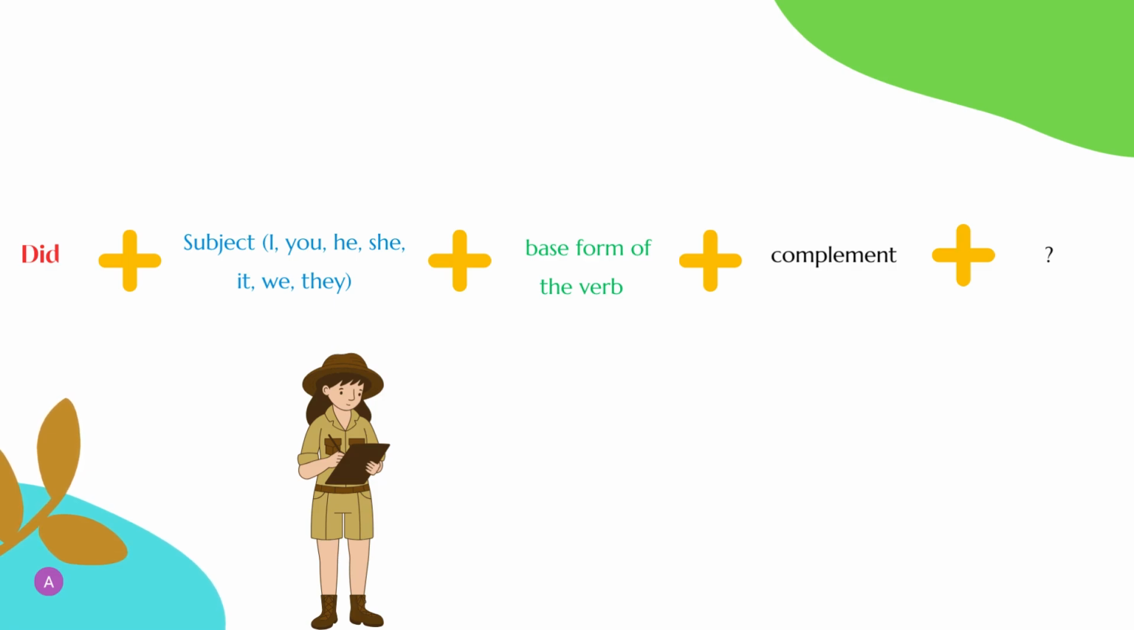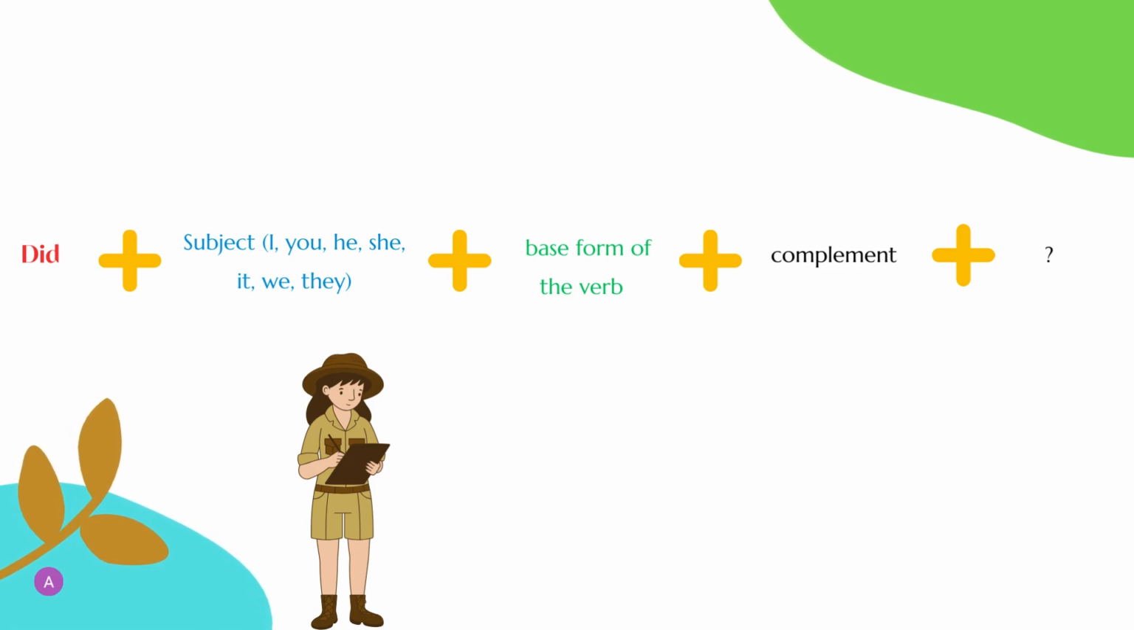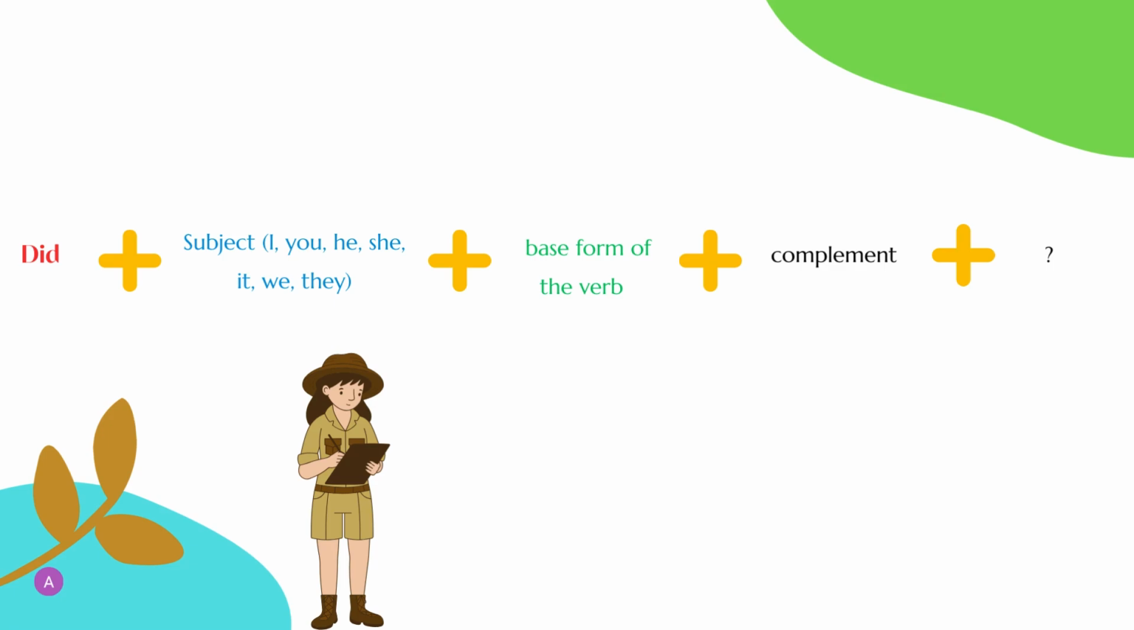Finally, we have the auxiliary did. This is essential because it tells us the question is in the past. Next, we have the subject. This can be I, you, he, she, it, we, or they.